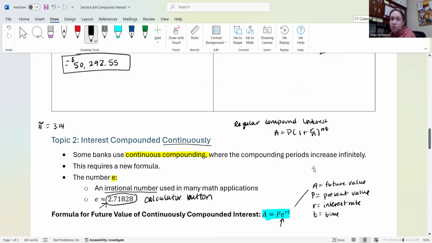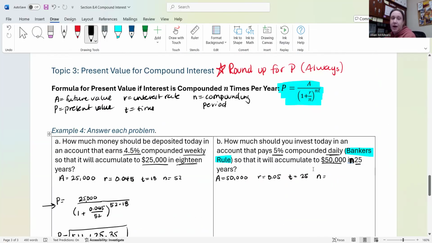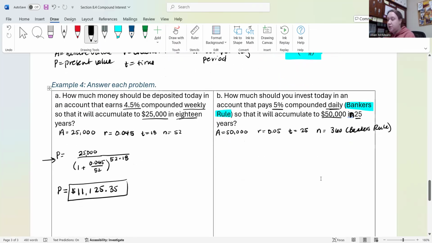So let's go down to our problem right here. How much should you invest today in an account that pays 5% compounded daily, banker's rule? In this case, N is 360. If we weren't using the banker's rule, we would have used 365. So let's fill in the formula. We get P equals 50,000 divided by 1 plus R, which is 0.05, divided by N, which is 360, and we're going to raise that to the N times T power, so 360 times 25.